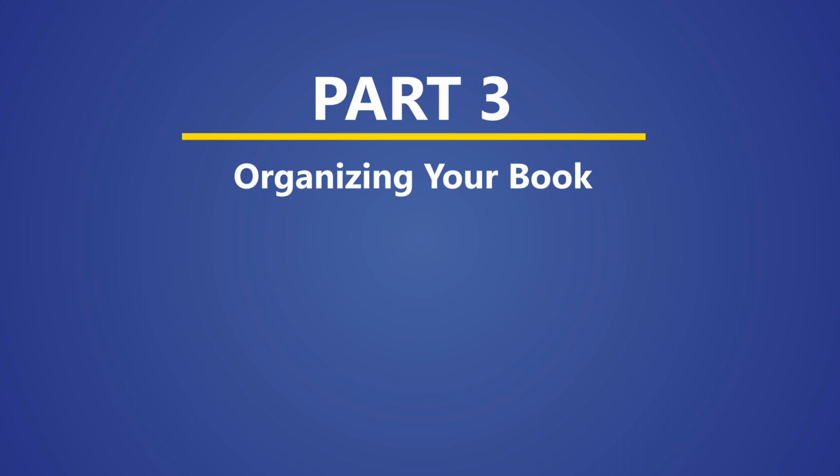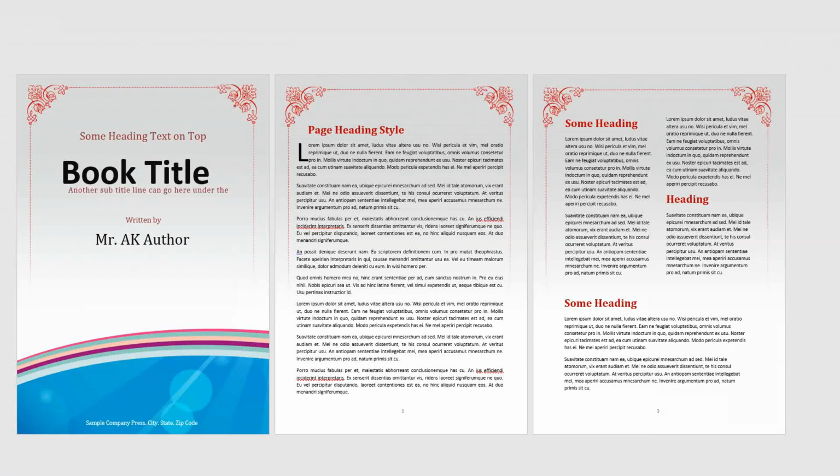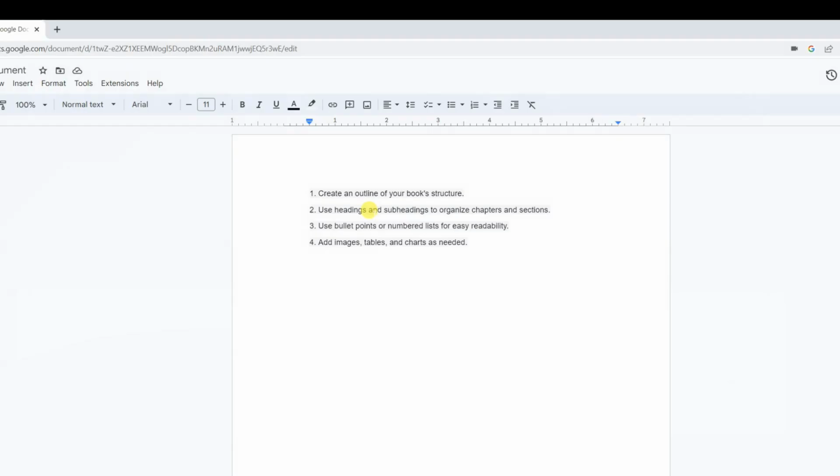Part 3. Organising your book. Create an outline of your book structure. Use headings and subheadings to organise chapters and sections. Use bullet points or numbered lists for easy readability. Add images, tables and charts as needed.